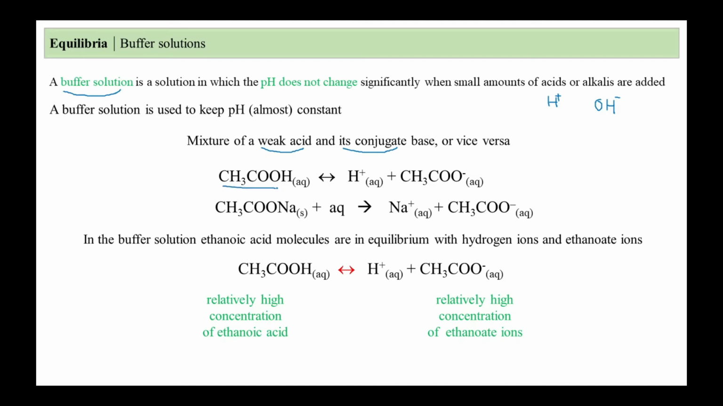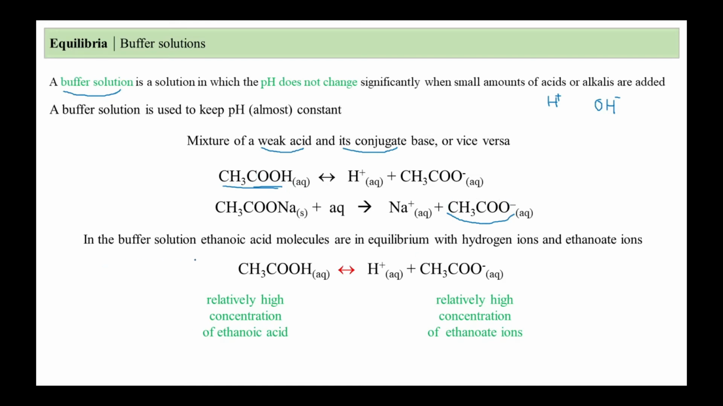Once it's a weak acid, the amount of H plus ions and ethanoate ions is very low in solution. Now, what we will be doing is adding its conjugate base. And from where can we get it? We can get it from a salt containing this anion. By dissolving sodium ethanoate in water, it will be dissociated completely to give Na plus ions plus the ethanoate ions, which are considered to be the conjugate base of the acid, which is ethanoic acid.